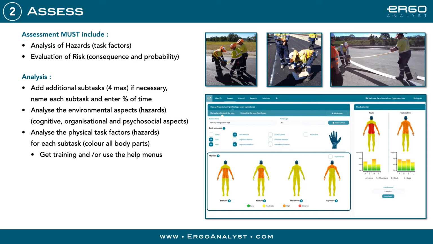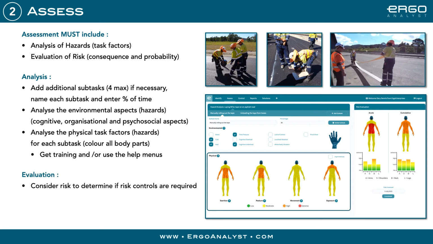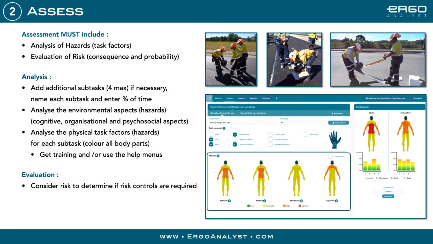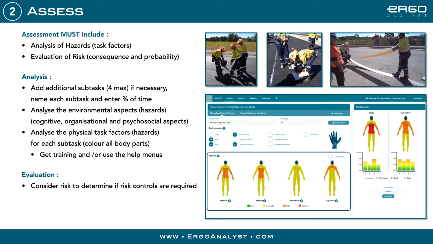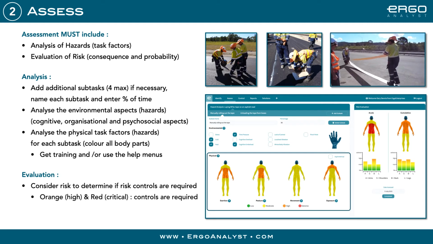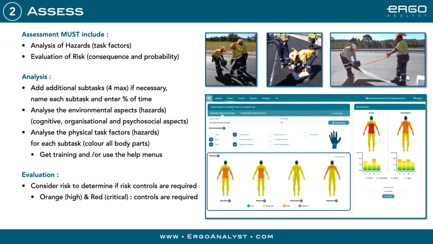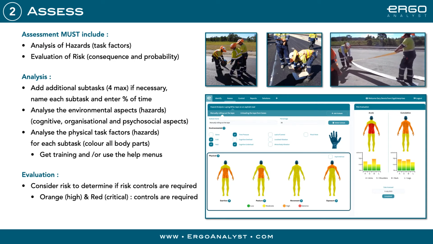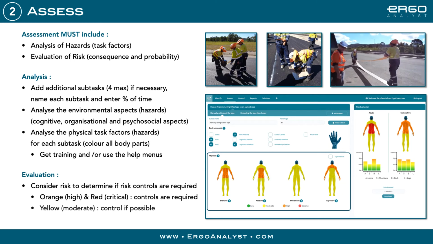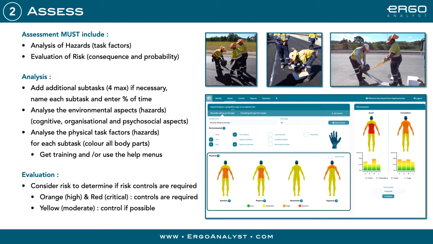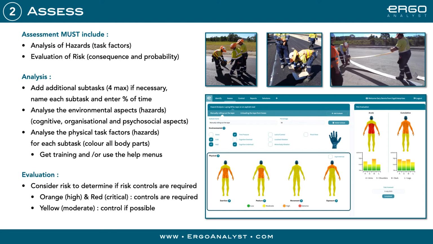Once the analysis has been completed, you can then evaluate the level of risk to determine if risk controls are required. Generally, if any of the acute or cumulative body parts on the right show an orange or red level of risk, then that task should be prioritised for a control development workshop to control that risk. If the risk level is yellow, then that task should have controls developed, if possible, once the higher priority tasks have been addressed.